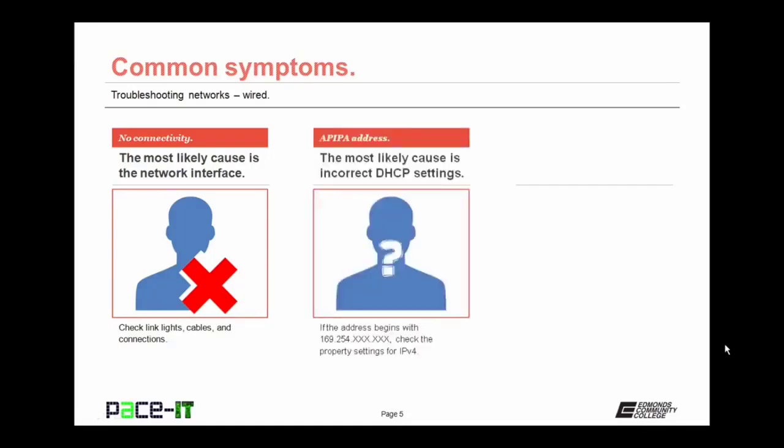If you have connectivity, but you only have an APIPA address, then the most likely cause is with your DHCP server. What that means is that if your address begins with 169.254, then you should check to ensure that your DHCP server is functioning properly.